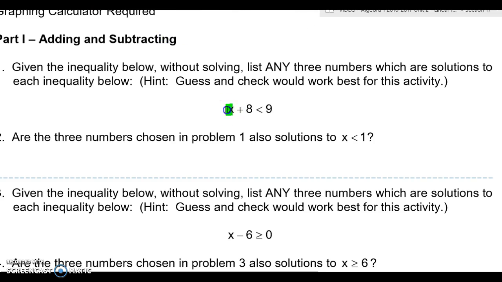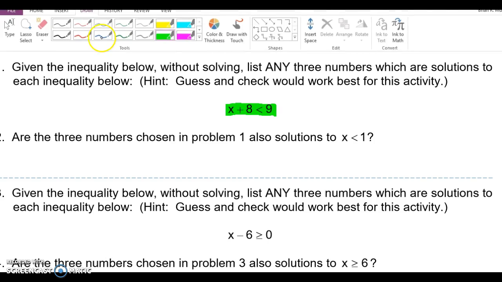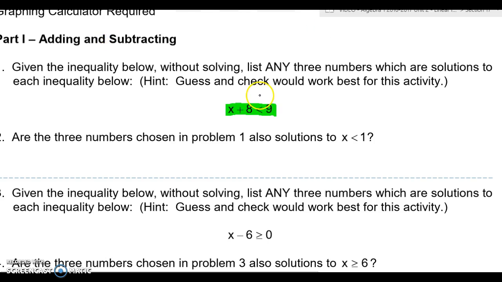x plus 8 is less than 9. This is not an equation. We're not solving for one value of x. We're solving for multiple values of x. But the nice thing is, to solve this, it's not different from equations too much. Just the middle of the expression is what changes. We had equations before, now we have inequalities. That inequality is what divides it into our two sides, if you will.